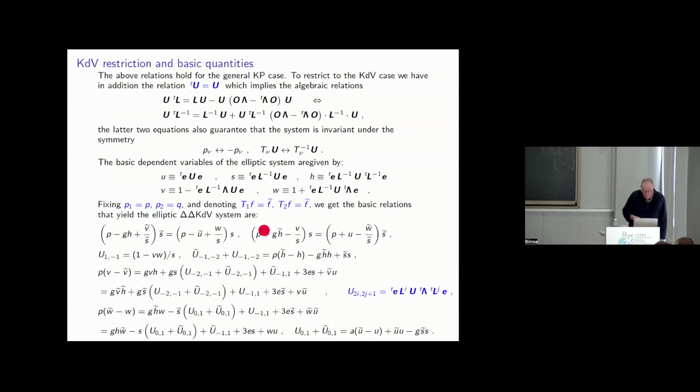Here the T1 is, for instance, the tilde shift, the T2 is the hat shift, and the corresponding parameters P1 and P2 are called P and Q. And then we get this set of relations. From that set of relations and their counterparts in the other direction, namely P replaced by Q and tilde replaced by hat, you can then derive this elliptic KdV system. And actually the dual system also follows in this way.